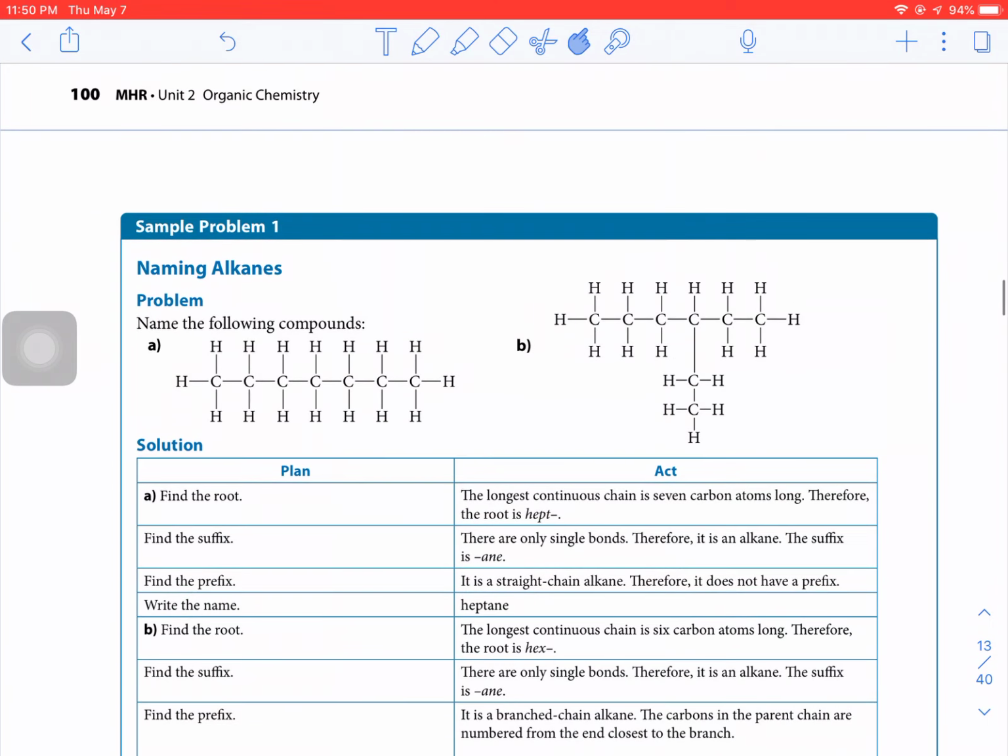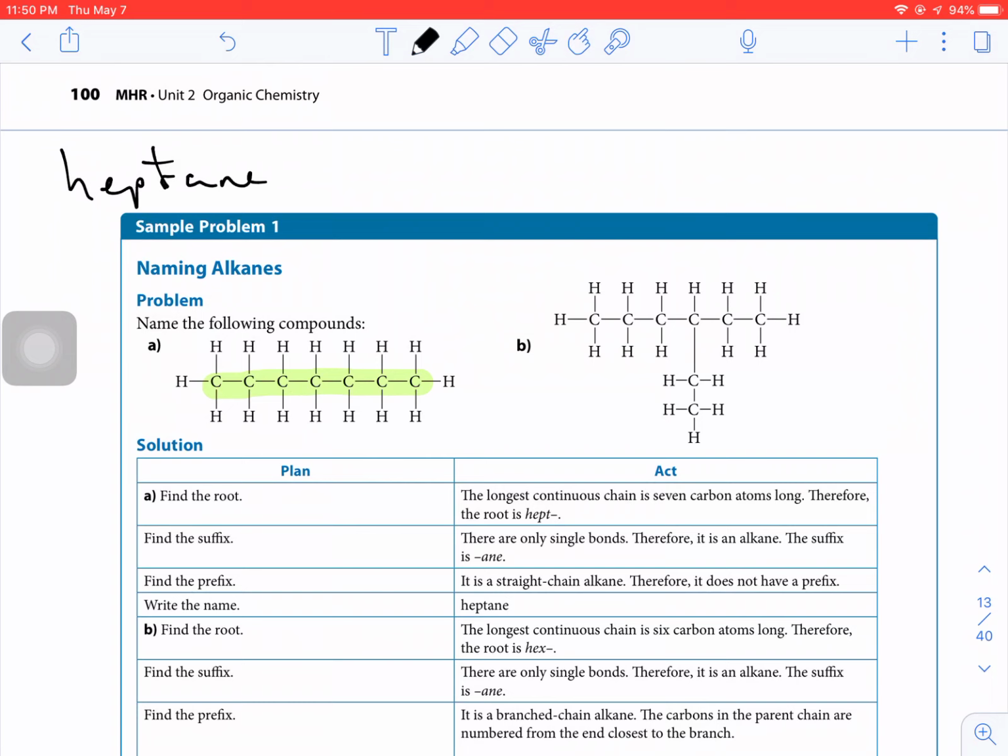So it says name the following compounds. If I was going to name this compound here, I'm seeing 1, 2, 3, 4, 5, 6, 7 carbons in a chain. So 7 on my periodic table tells me that it's heptane, and there are no side chains. So this first one is just straight heptane.